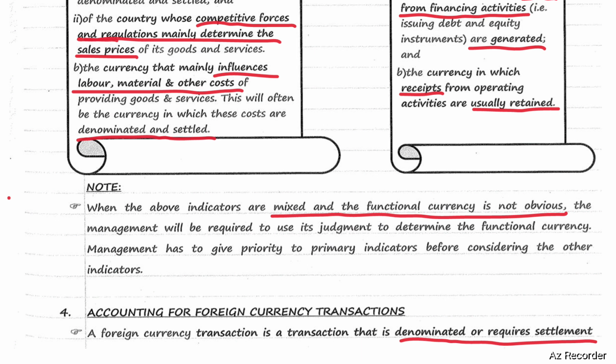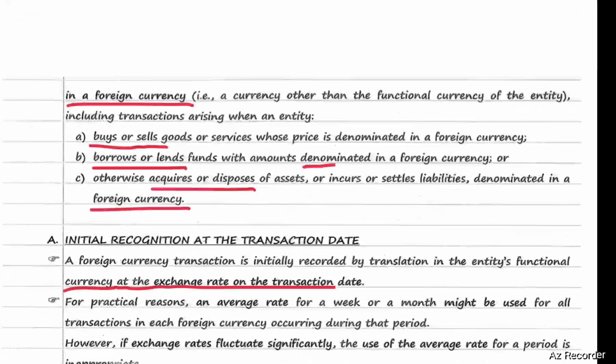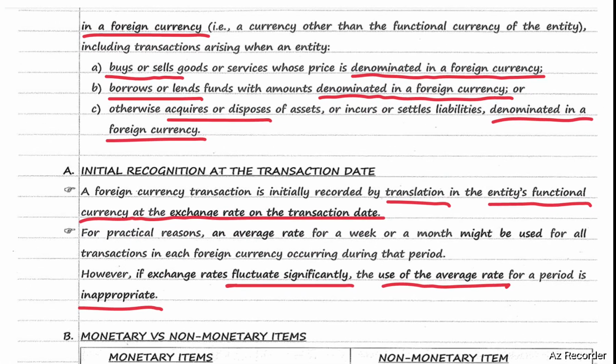Next, accounting for foreign currency transactions. A foreign currency transaction is a transaction that is denominated or requires settlement in a foreign currency. Foreign currency means a currency other than the functional currency of the entity, including transactions arising when an entity buys or sells goods or services whose price is denominated in a foreign currency, borrows or lends funds with amounts denominated in a foreign currency, or otherwise acquires or disposes of assets or incurs or settles liabilities denominated in a foreign currency.